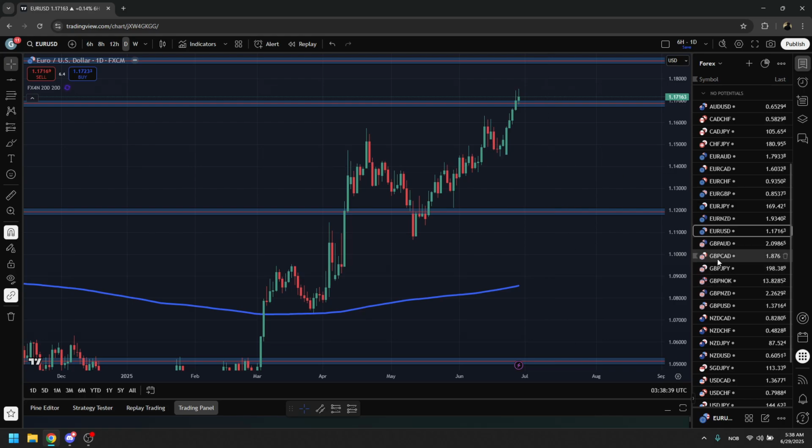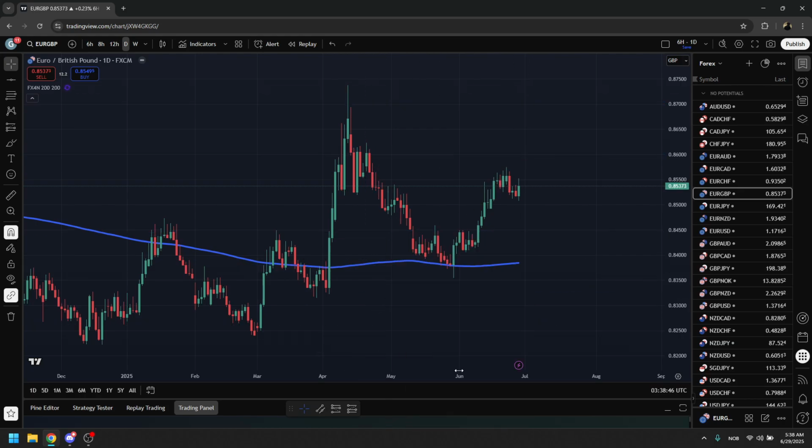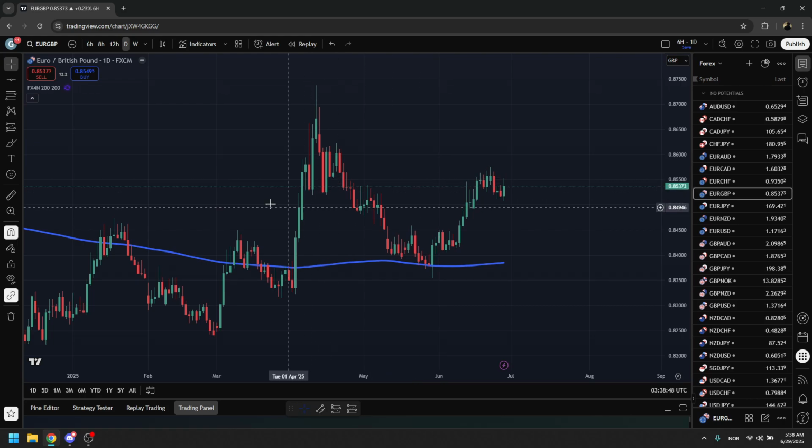We can do it on another pair as well. Another major one, Euro GBP. This is a good one. I'll do a full redraw. So again, this one will be easier to paint.